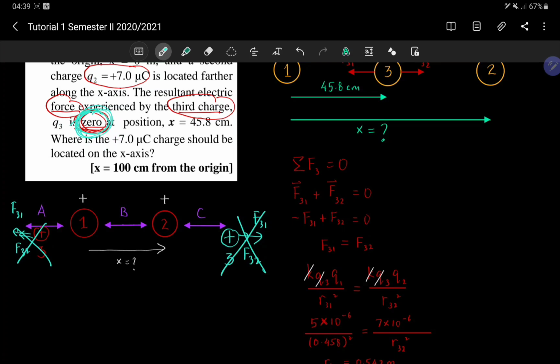So I put it here at B, and this is Q3. Again, the force exerted on Q3 is by Q1 and Q2. Between 1 and 3, positive and positive repel each other, so the force on Q3 is directed to the right. That one is F on 3 by 1. At the same time, the force is also exerted on Q3 by Q2. Again, positive and positive, they repel each other, so the force exerted on Q3 is directed to the left.